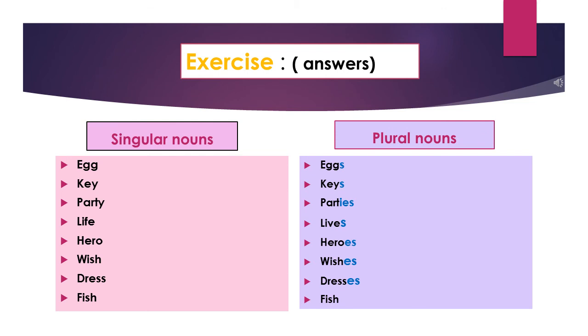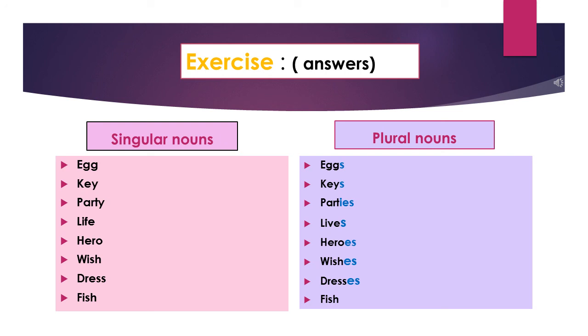So here are the answers. So one egg, two eggs. One key, four keys. It ends in y but before it there is a vowel, not a consonant, so we just add S. Party also ends in y, but before the y there is a consonant, so here a change happens. So one party, seven parties.